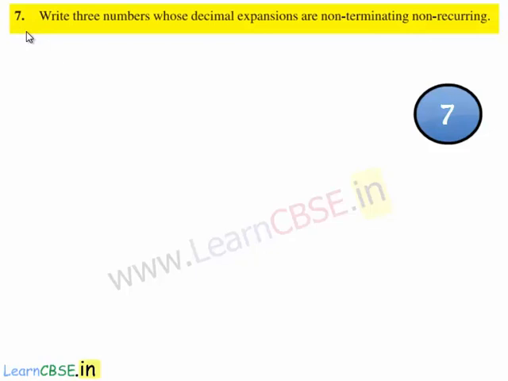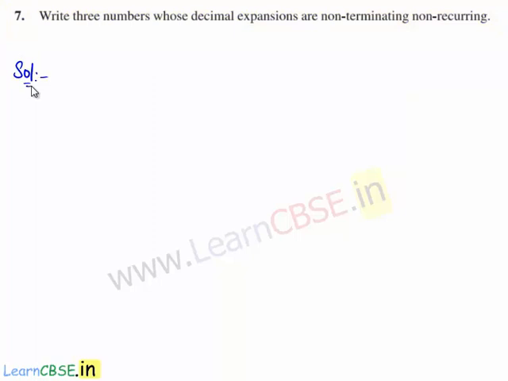Now let us move on to the 7th question. The question is, write 3 numbers whose decimal expansions are non-terminating, non-recurring. So let's move on to the solution. We know there are infinite numbers whose decimal expansions are non-terminating and non-recurring. So we need to write 3 of them. So 0.03, 003, 0003, and so on. So this decimal expansion is non-terminating and the digits are non-repeating.